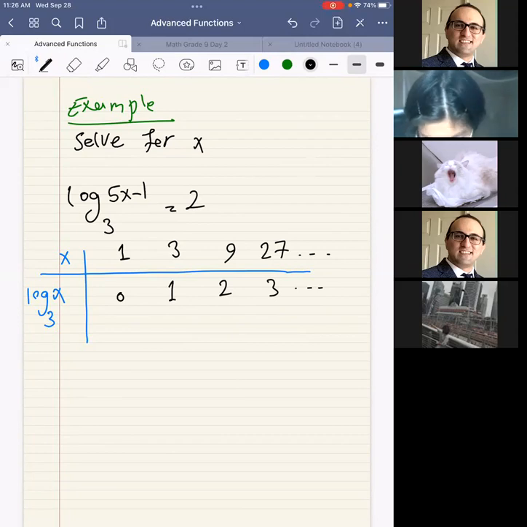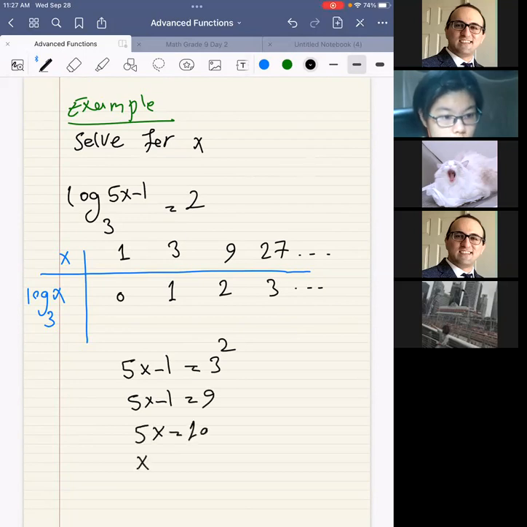Do you get the logic? So can you solve this equation now? I think x is 2. Because 5x minus 1 has to be 3 squared, that means 5x minus 1 is equal to 9. That means 5x equals 10. So x equals 2.